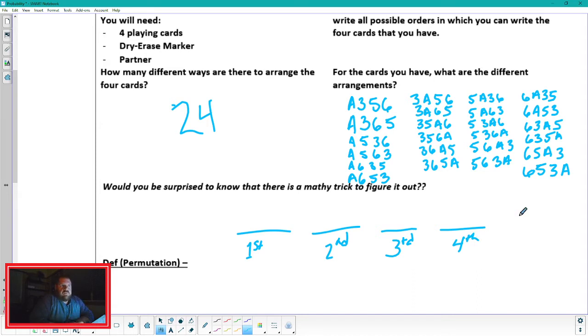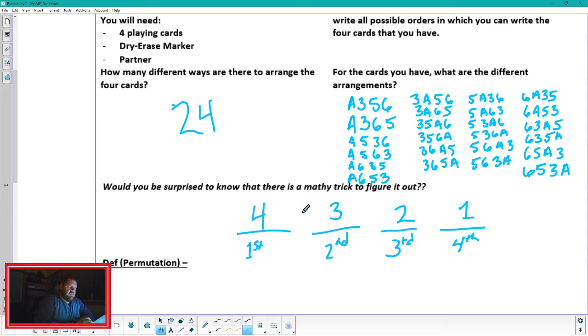When I'm picking what the first card is, I have 4 options. It could have been any of the cards. Once I take that option off the table, it's no longer possible to show up again because I only had 4 cards in my hand. So once I put, let's say, the ace down, now I only have the 3, 5, and 6. So the second one has 3 options. The third one has 2 options, and the last one has 1 option.